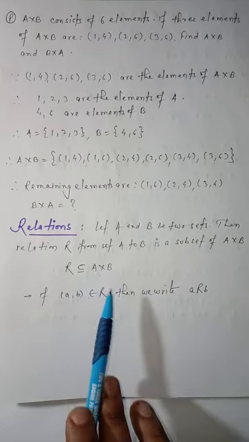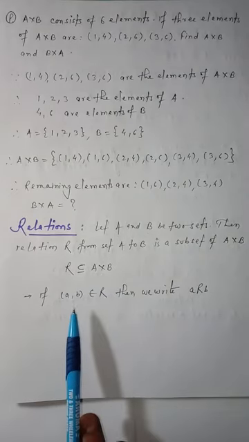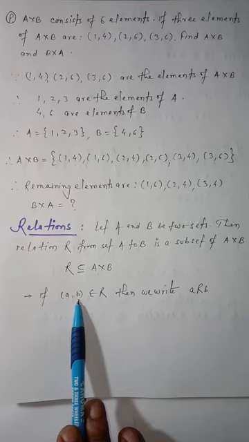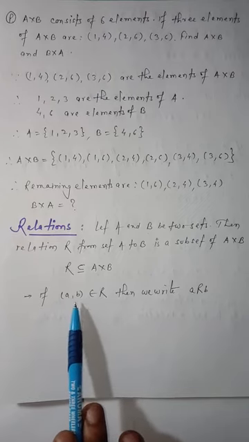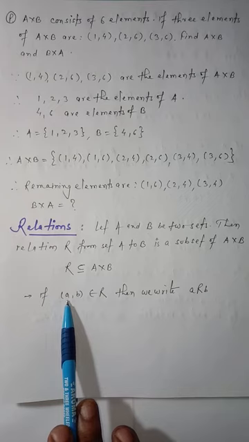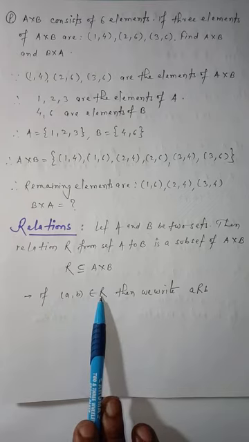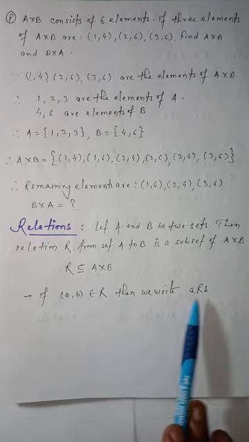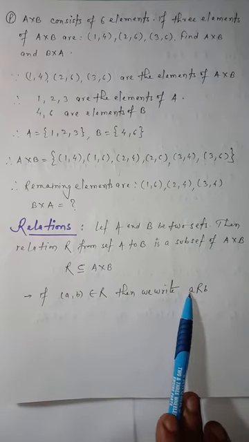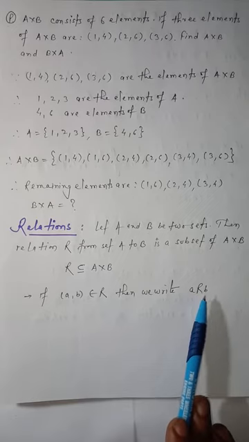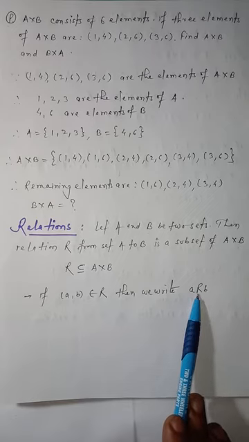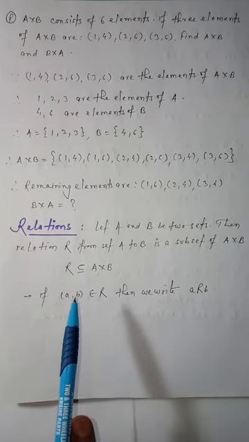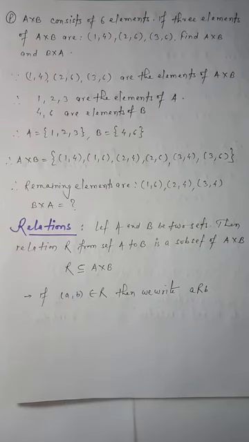Please note one thing: if any element (a, b) of A cross B belongs to R, meaning if any ordered pair belongs to relation R, then we can write a R b. It means small a is related to small b by the relation R, and relation R may be defined in any way. So the main concept is that relation is a subset of A cross B.